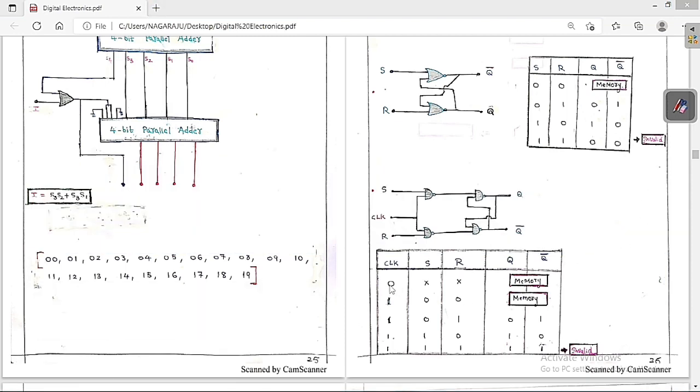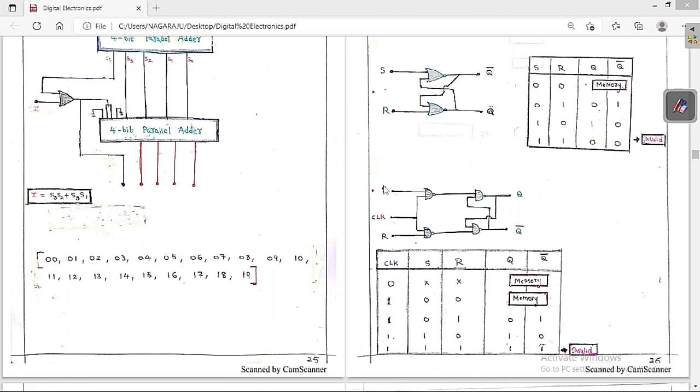So therefore, when clock is equal to 0, irrespective of the other inputs, as I already told you, we are always going to get a memory state. Suppose I make clock equal to 1, then what is going to happen? If clock is equal to 1, I can try some combinations. Two inputs means 4 variations: 0 0, 0 1, 1 0, 1 1.